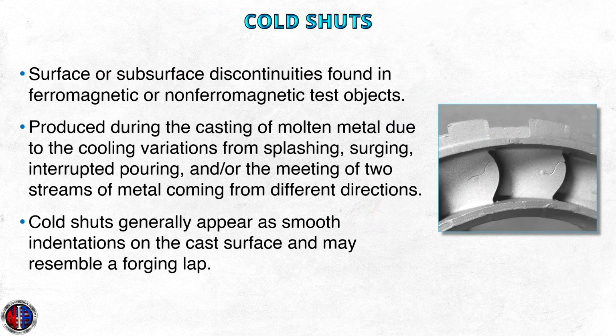Cold shuts. Cold shuts are surface or subsurface discontinuities found in ferromagnetic or non-ferromagnetic test objects. Cold shuts are produced during the casting of molten metal due to the cooling variations from splashing, surging, interrupted pouring, and or the meeting of two streams of metal coming from different directions which tend not to fuse together. Cold shuts generally appear as smooth indentations on the cast surface and may resemble a forging lap.